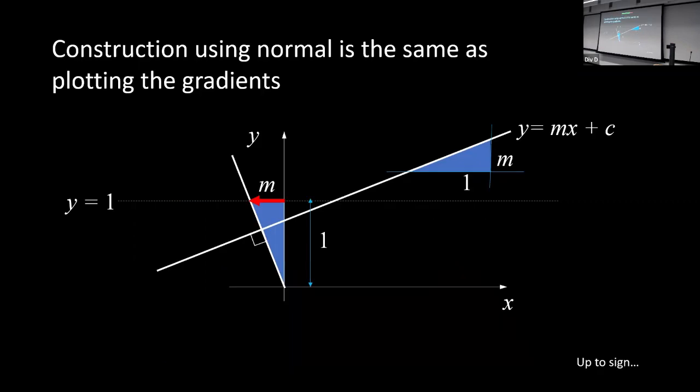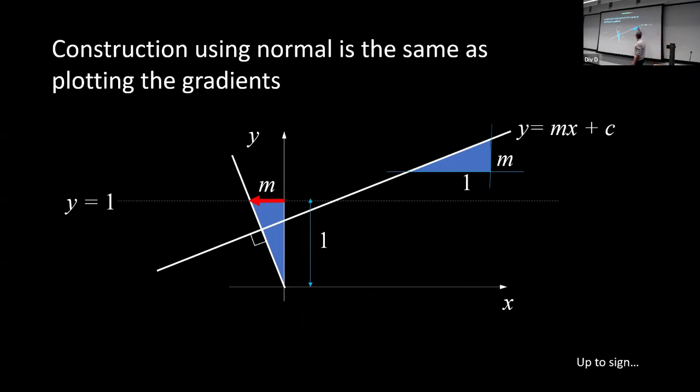So the construction of normals is the same as plotting the gradients, because later, instead of drawing normals, I think in terms of the normals and the laser beams. That's how I think, but actually you should really think in terms of the gradient of those faces, and that actually points in the opposite direction. It's exactly the same size, but it points in the opposite direction.